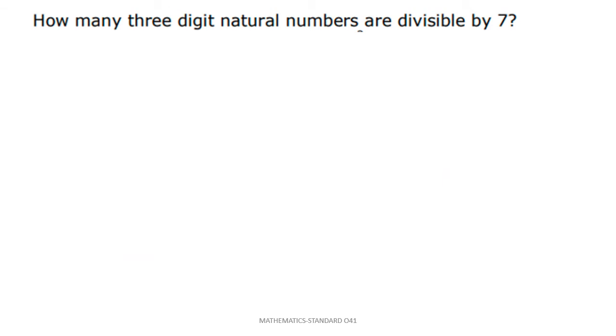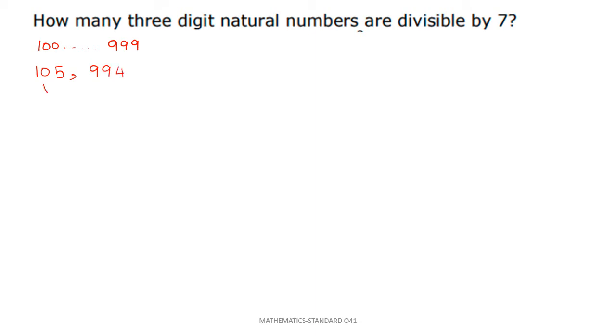Yes children, now let's see the next problem. How many 3-digit natural numbers are divisible by 7? So 3-digit numbers start from 100 to 999, and this problem is directly from the textbook, children. So better if you can remember. So the first 3-digit number which is divisible by 7 is 105, and the last number which is divisible by 7 is 994.